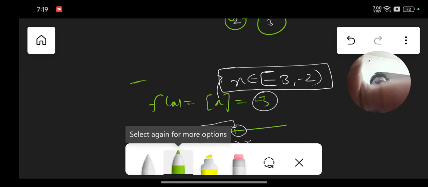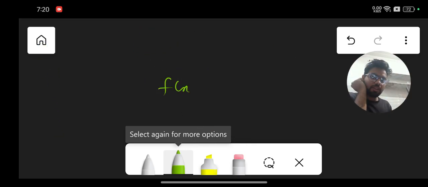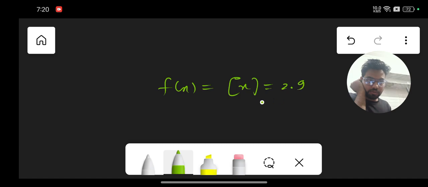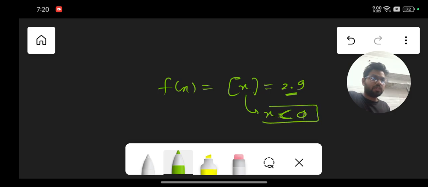Now let me take one more example. Suppose f of x is equal to int x and its value is 2.9. I already told you, beta, the value of int x will always be an integer, but this is not an integer. It means what are the possible values of x? The possible values of x will be none. It means you can say the value of x is not defined.